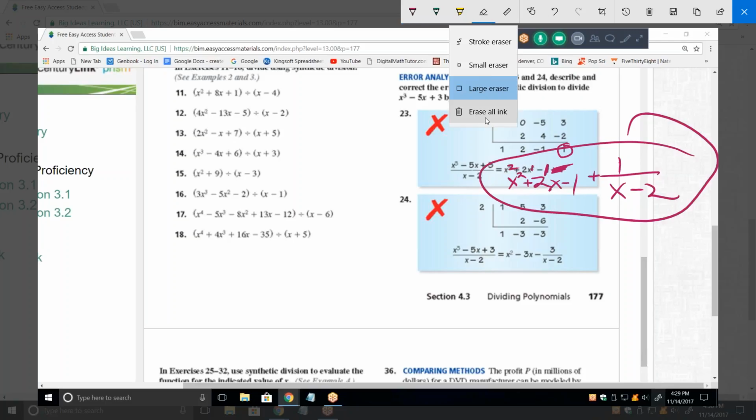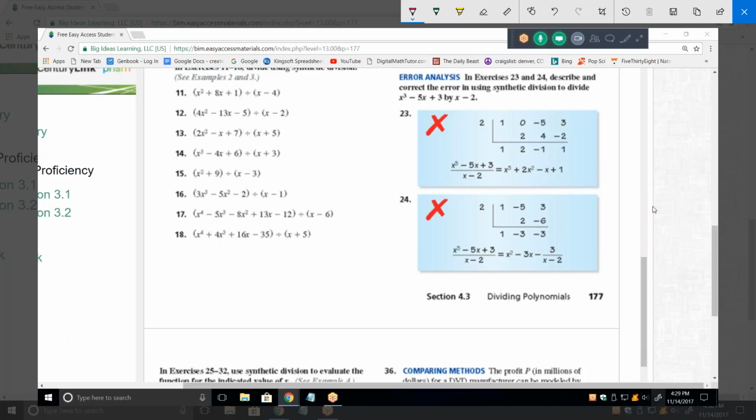Okay. And yeah, I guess the most important thing to learn here is that when you do this, the first term's always going to be x squared. If I'm dividing x to the 5th by x, that first term's going to be x to the 4th. In other words, whatever you get when you subtract the exponents, that's what that term is. In this case, it's an x squared.